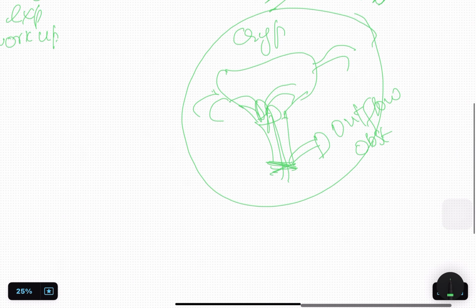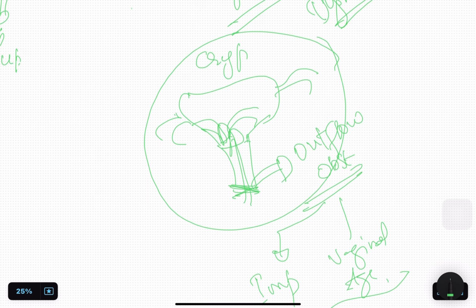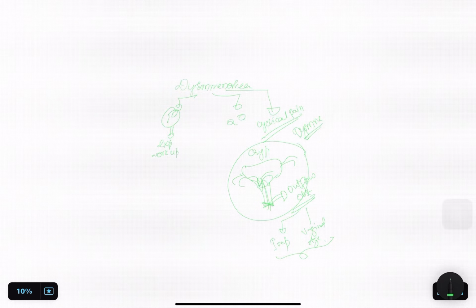See again, outflow tract obstruction can be due to imperforate hymen or vaginal agenesis, all those things. This I think I will touch upon in primary amenorrhea rather than dysmenorrhea. Dysmenorrhea is something which you should know in general, what treatments, what diseases are there. So I'm just touching upon that.